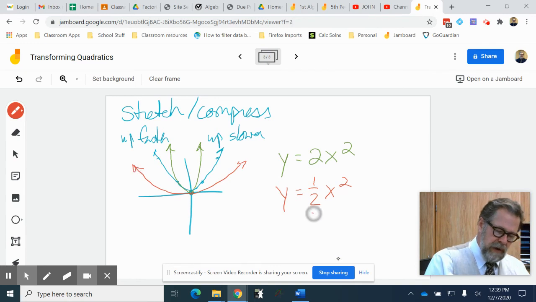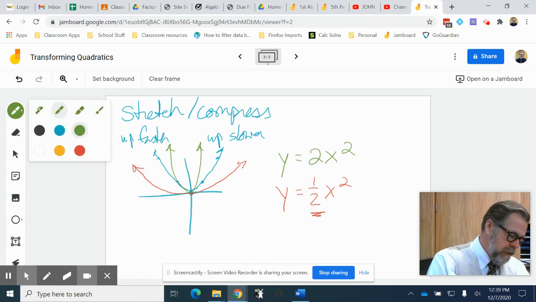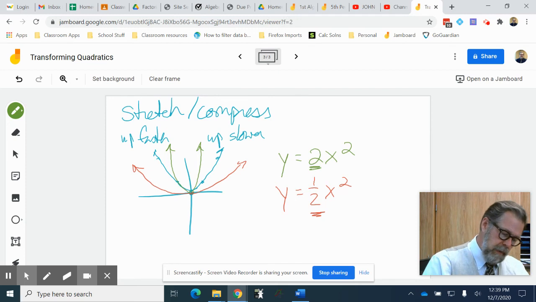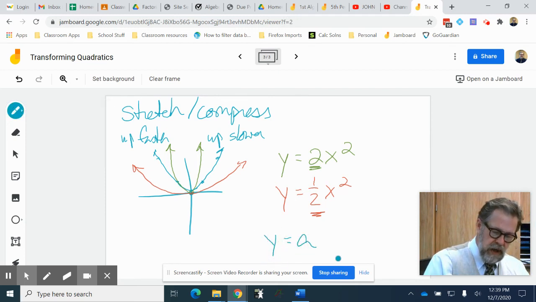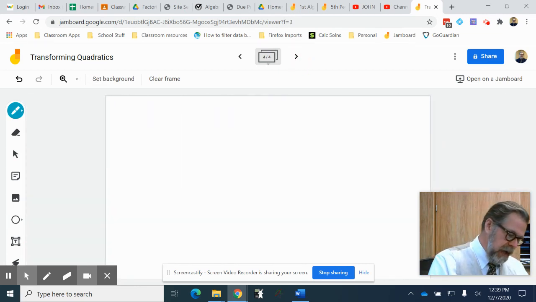All my y values get multiplied by 1/2. All my y values get multiplied by 2. And we generalize this as y equals a x squared. So let's put this all together.